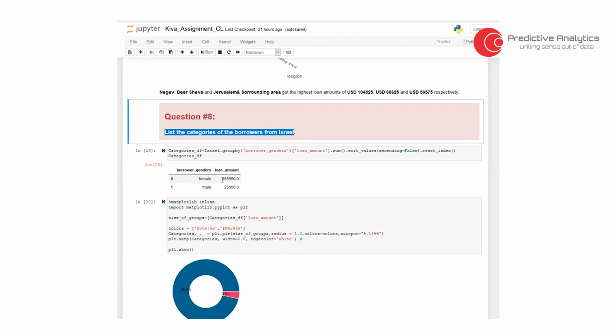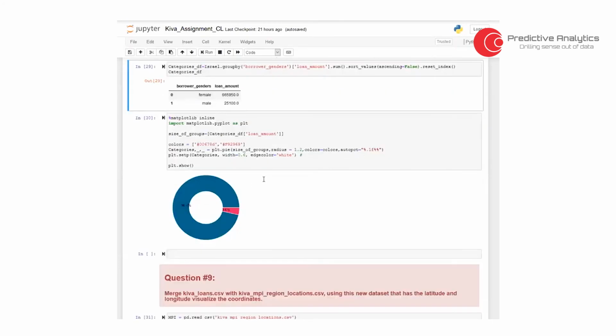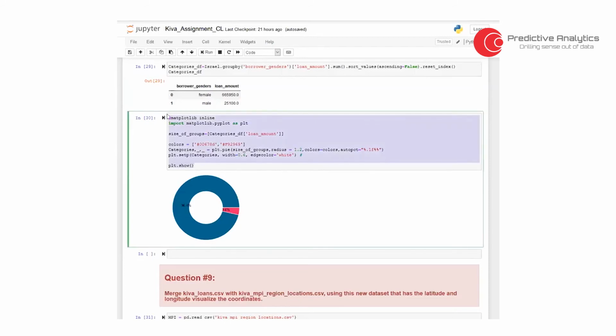So I found that female took loans amounting to around 665, and the male actually around 25,000. And here I tried a donut chart. Although it didn't come out clearly, because you can see it doesn't have the legend. You don't know what 96 is, and you don't know what this 3.6% is. This one I struggled a bit, but it's just something to explore more.